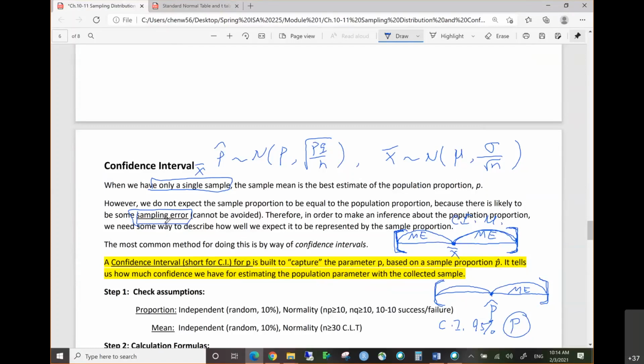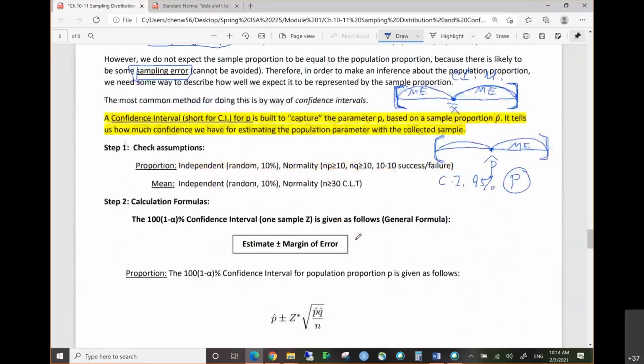And now we will use this relationship to get the confidence interval, right? Then we just say how to get this confidence interval. The first step is still to check the assumptions. The assumptions will be the same: for the proportion, independence assumption, normality assumption. For the mean, again, independence assumption, normality assumption, right? The only difference will be that the normality assumption will be different.